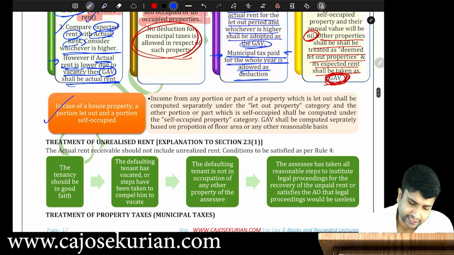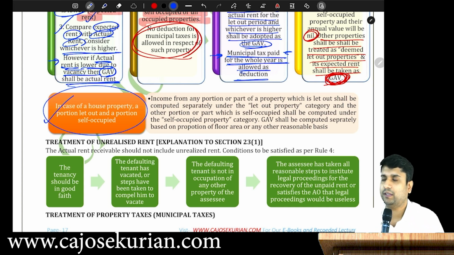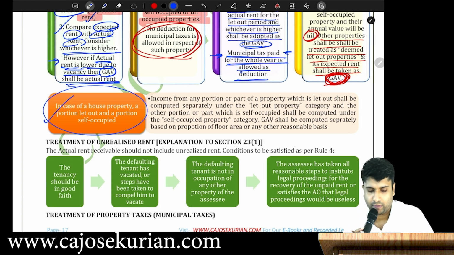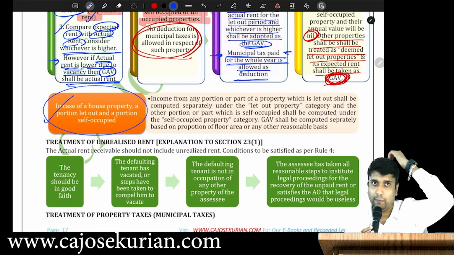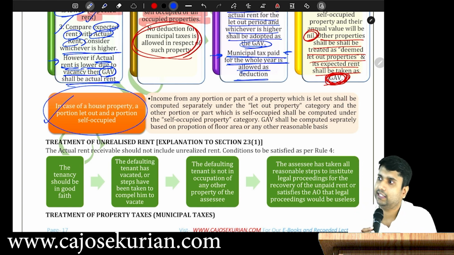Can you read the next type of property? In case of house property, a portion let out and a portion self-occupied. What is portion let out and portion self-occupied? Two floors. First floor let out, second floor self-occupied. So you have a house with a portion let out and a portion self-occupied. Then what to do? Treat it as two houses. Compute the value on a proportionate basis.